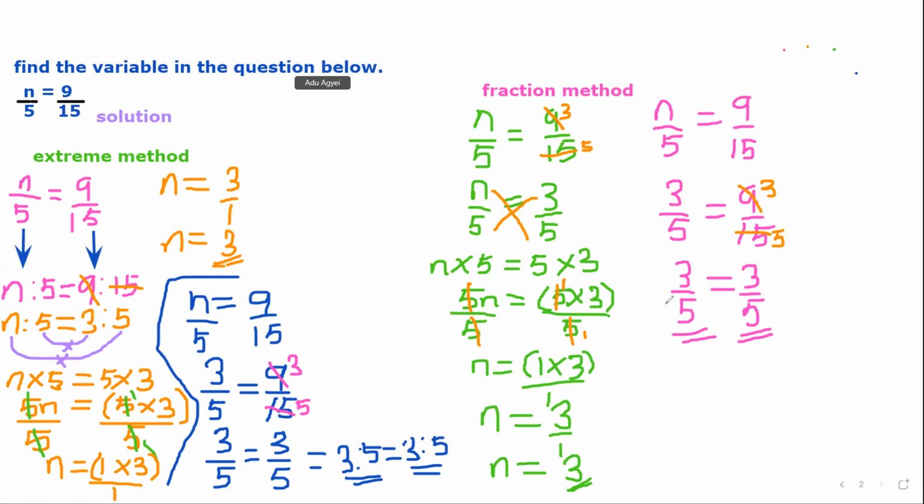Okay, so you can choose to use any of the methods to solve and find the missing number in the equal ratio.